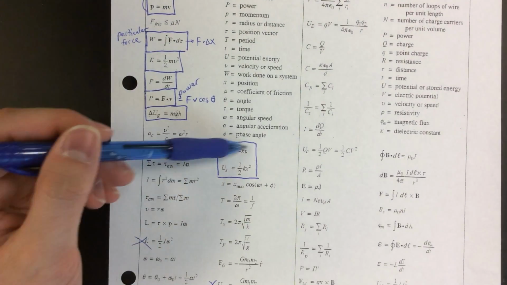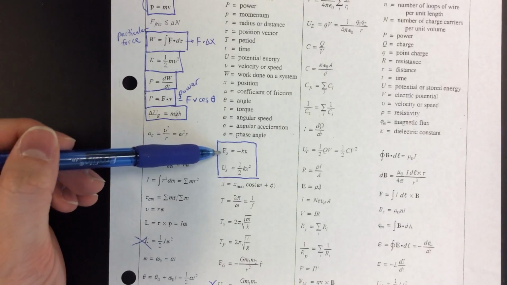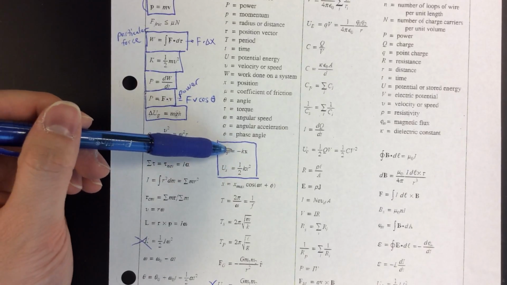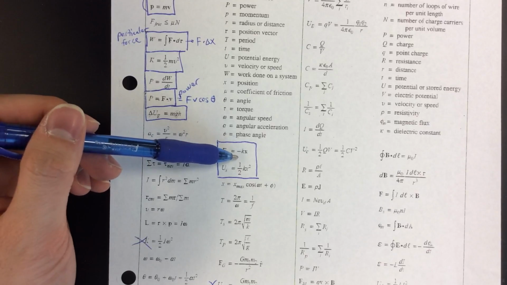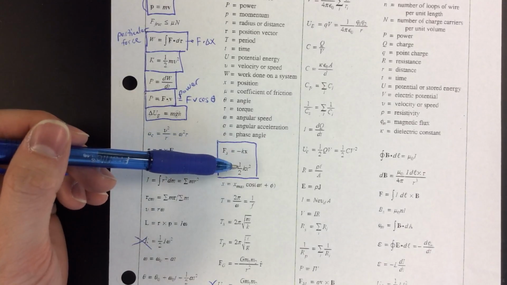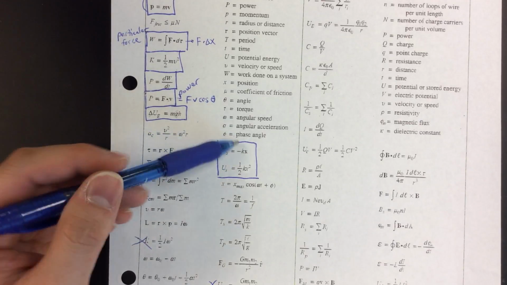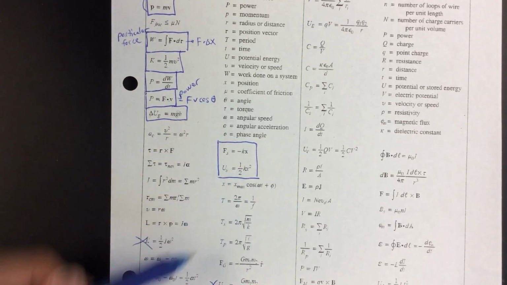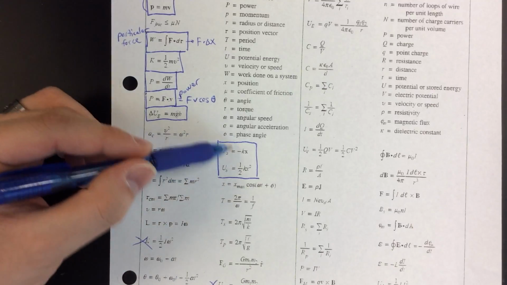Lastly, this is all spring stuff. If you're wondering what the S is, that's for springs. This is Hooke's law. Hopefully you remember what K stands for. K is the spring constant. It's a measure of the stiffness of the spring. And then this gives you the potential energy of that spring. You should know these two.